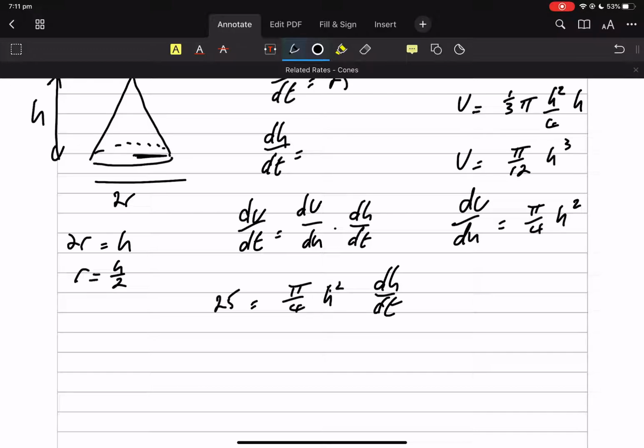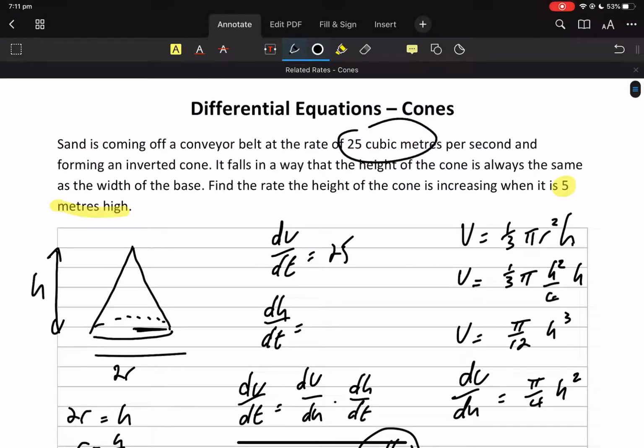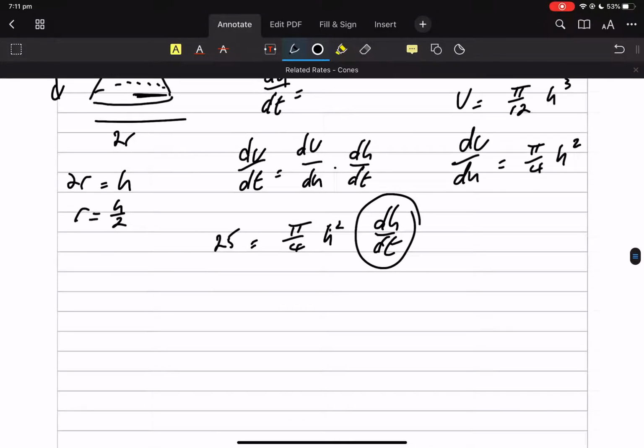Sort of makes sense that this rate of dH/dt depends on how big the cone is. If it's a massive cone, then 25 cubic metres per second isn't going to change the height too much. But if it's just a small cone on the ground, just starting, it's going to go up pretty quickly because 25 cubic metres per second is a lot of sand.